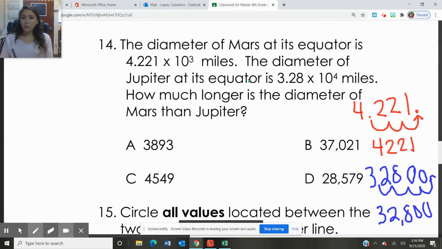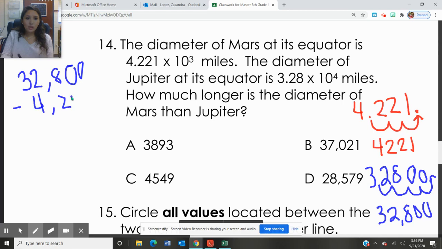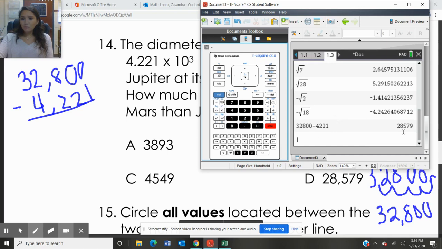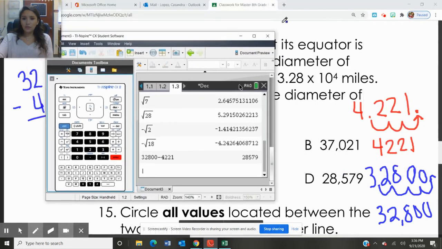Okay. So now that I have converted both of my numbers into standard form, I need to find how much longer the diameter of Mars is than Jupiter. So I'm going to subtract them. So I have 32,800 minus 4,221. Whenever I open up my calculator, I have 32,800 minus 4,221. When I press enter, I get 28,579 is the difference, which would mean D is our answer.